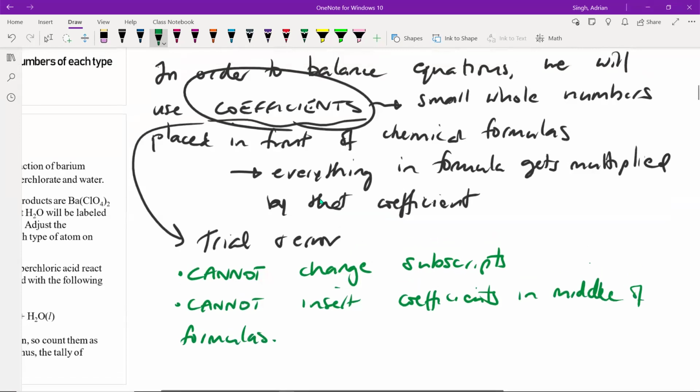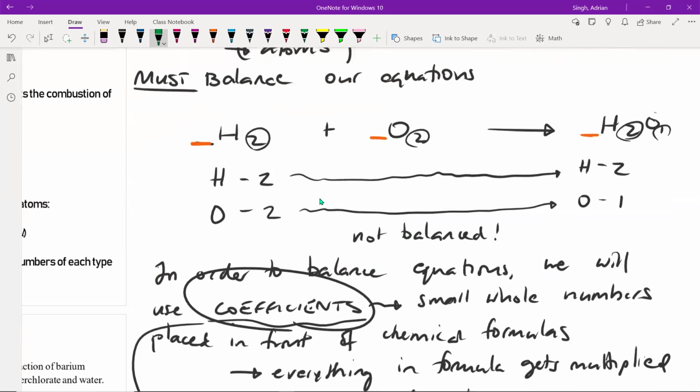For instance, if I wanted to make two oxygens on the right side here, I couldn't just say I'm going to change the subscript of 1 to 2. No, that is not allowed, because then it's not water anymore. Then it's hydrogen peroxide. Similarly, I can't put a 2 in front of the O like that. That just doesn't look right, and it's actually very, very wrong.